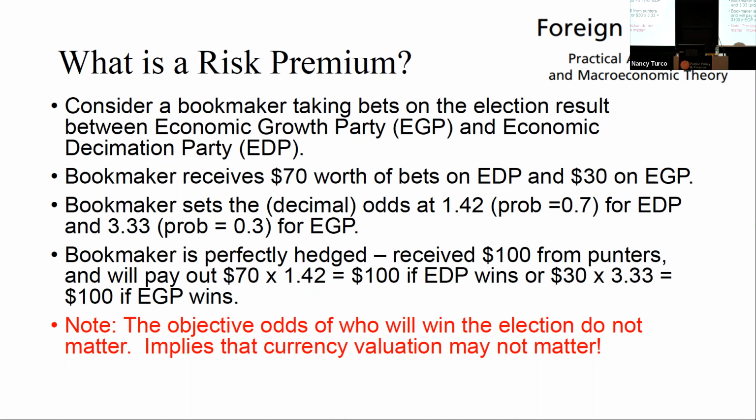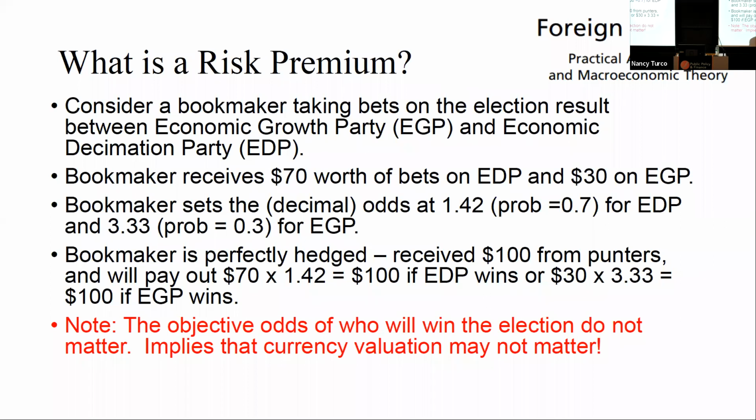Now, you might ask why did so many more people put the money on EDP? It's because they're hedging themselves. If they win the election and decimate the economy, well, you want to hedge that risk, so you put more money. And so that is the example.